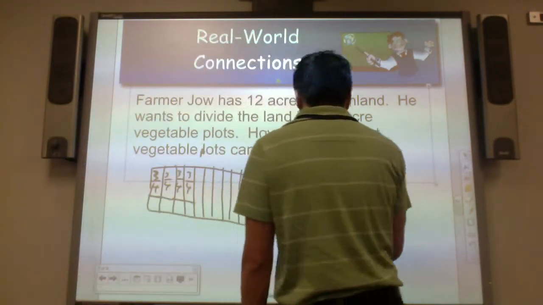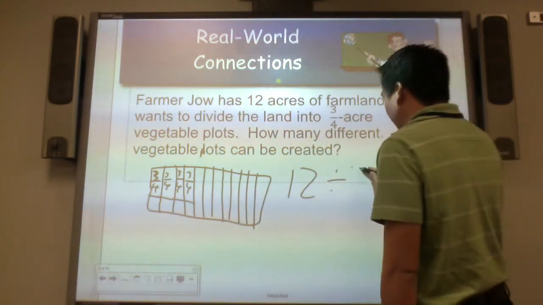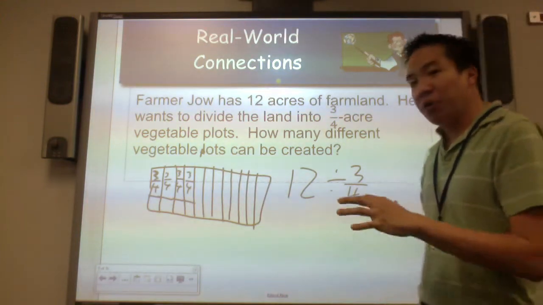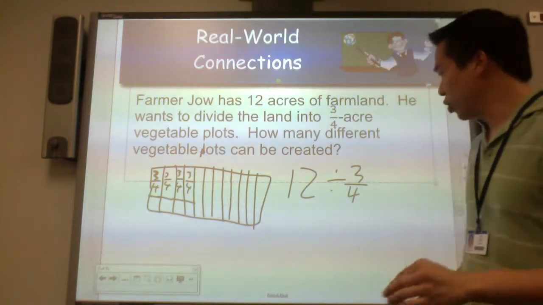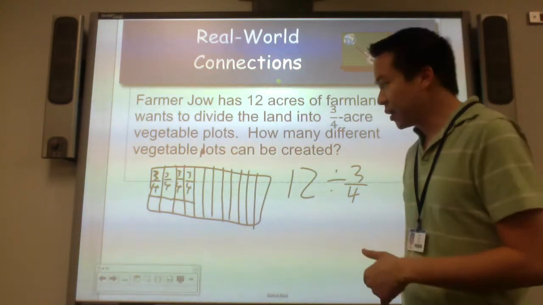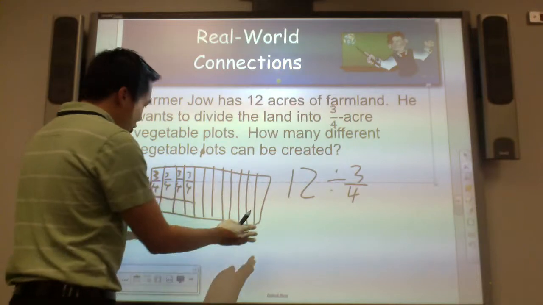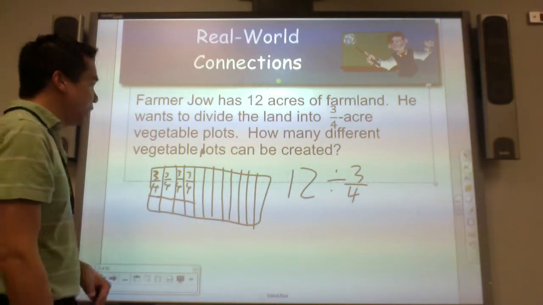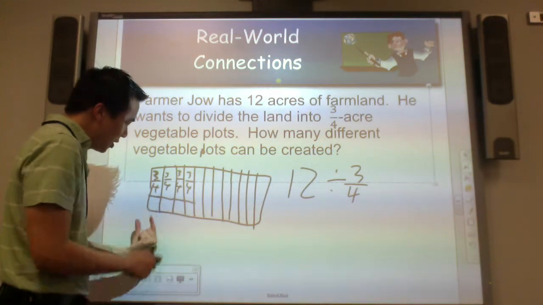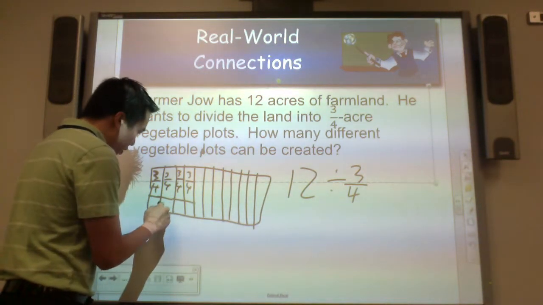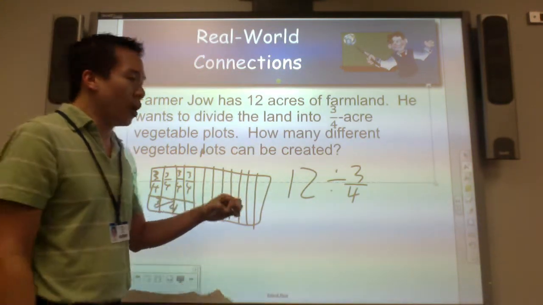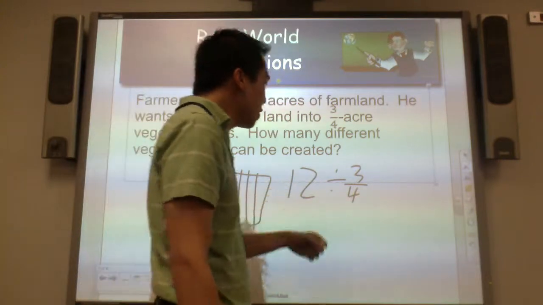So another way we could do it without the modeling is 12 divided by 3/4. Before I divide this, what's your prediction? Will the answer be greater than 12 or less than 12? Let's think. There are 12 acres, but I'm dividing it into 3/4 plots. So 1, 2, 3, 4. I see I'm going to have extra here because this 1/4, 1/4, 1/4 is 3/4 right here. So my prediction is the quantity will be greater than 12.